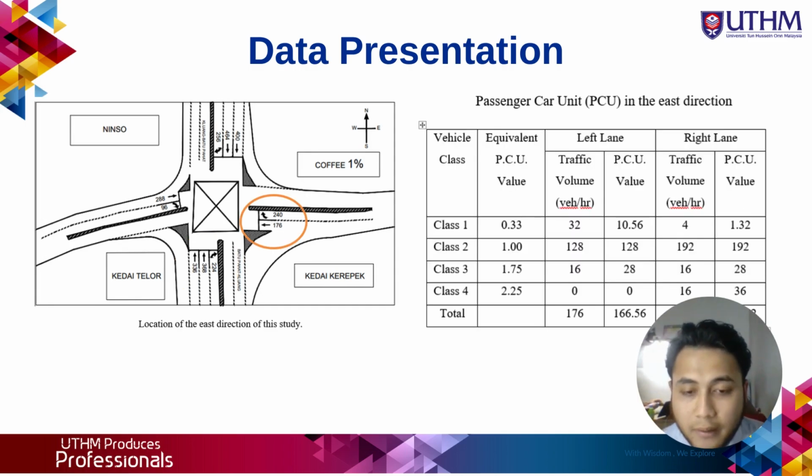Lastly, the east direction on Jalan Parit Raja Darat, where the left lane experienced 176 vehicles and the right lane saw 240 vehicles. The PCU values for the east direction stand at 166 PCU in the left lane and 257 PCU in the right lane.